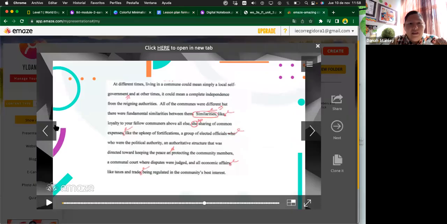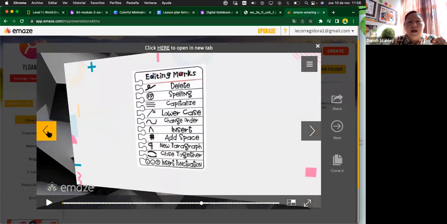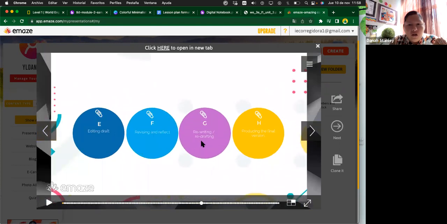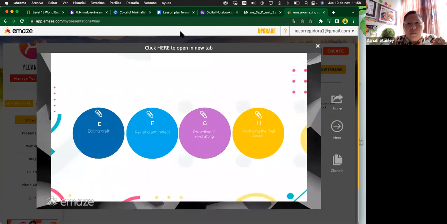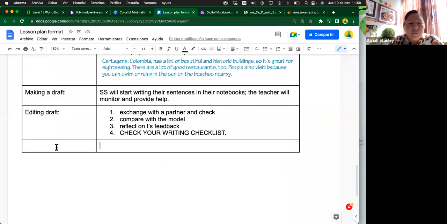After editing the draft, I have a correction or a redrafting. Students make or apply, más bien, corrections.